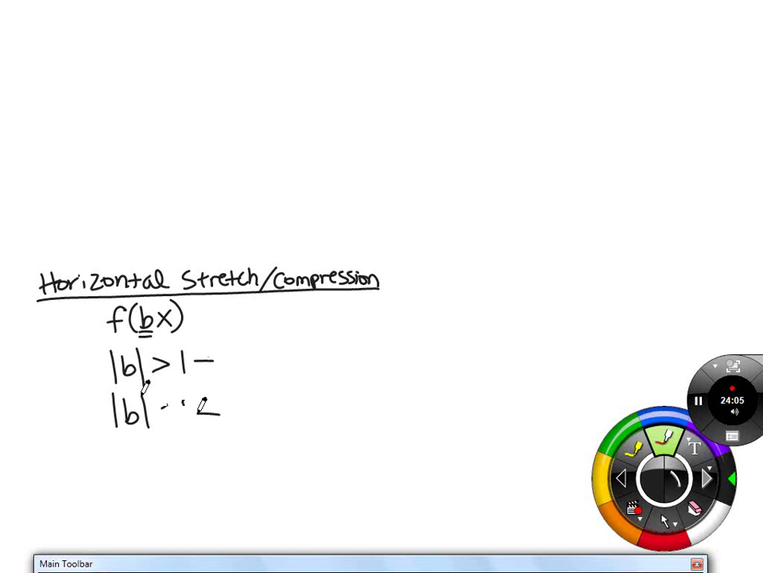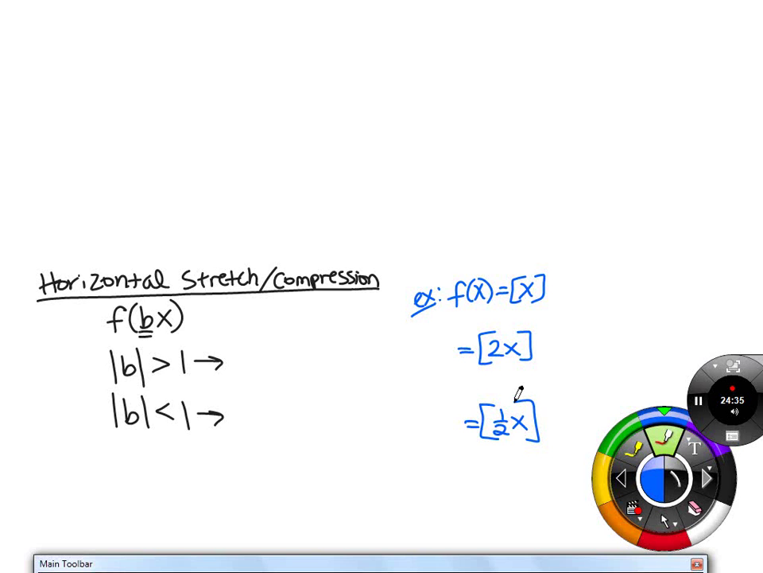And before we assign exactly what these are, I want you to think again about what you saw with the greatest integer function and how it operated. If you had that parent function again, and we say that b is greater than 1, that's like putting something like the number 2 inside of the brackets multiplying x. If b is less than 1, that's like putting 1/2 inside multiplying x.